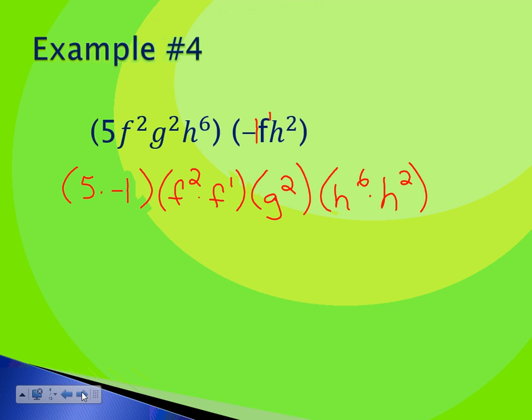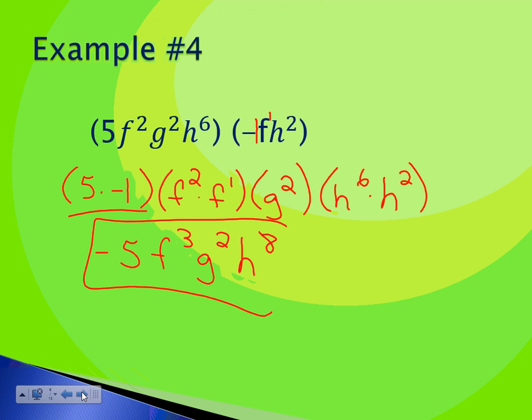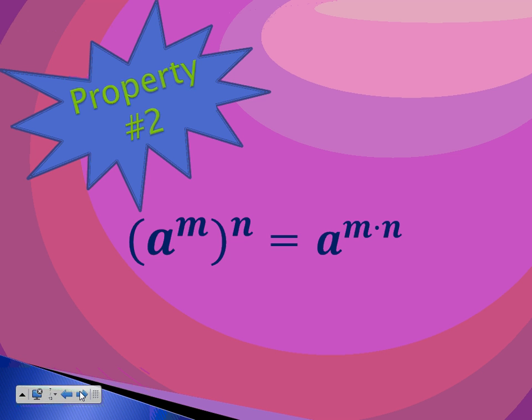Okay, so when we multiply these, -5, F to the 3rd, G to the H to the 8th. Any questions? How many got that? Cat dog. Any questions? Okay. Here's your property number 2. We're only learning 2 today, so we're half done. Any questions about when we multiply the powers, we add the exponents?